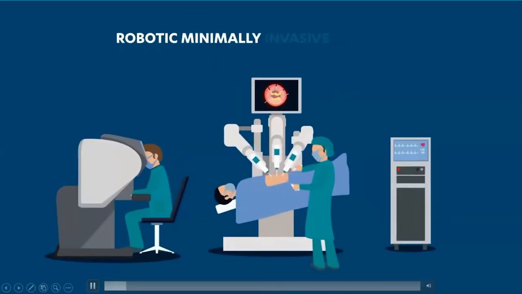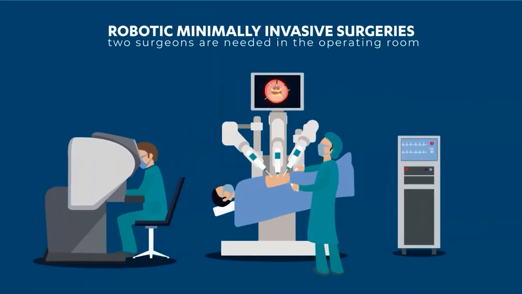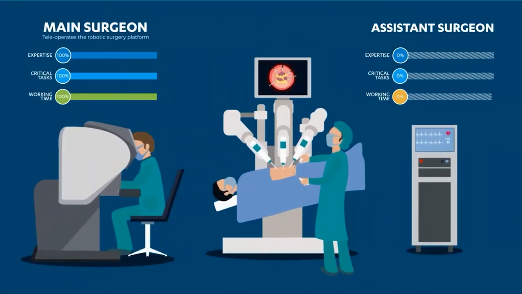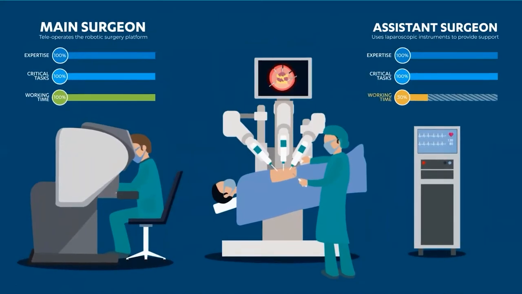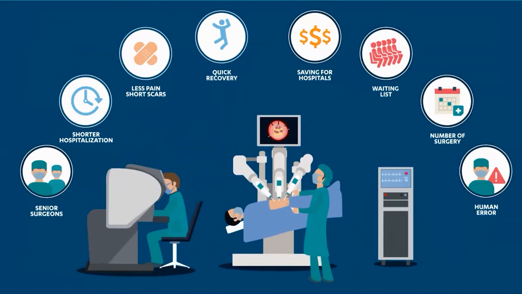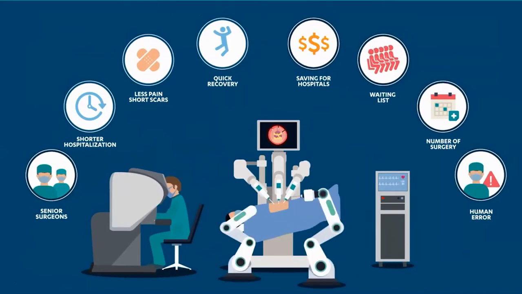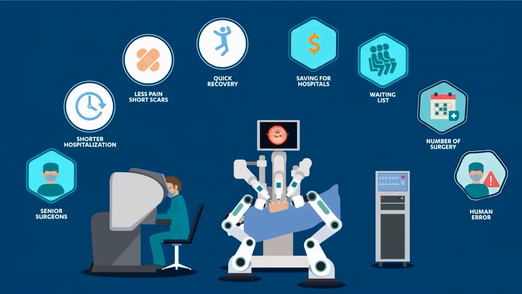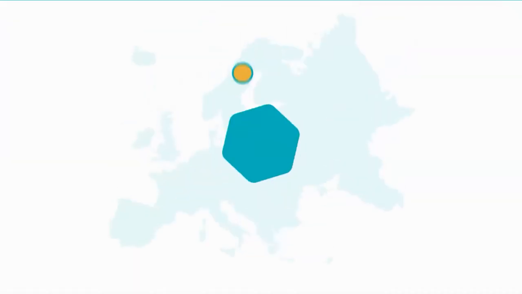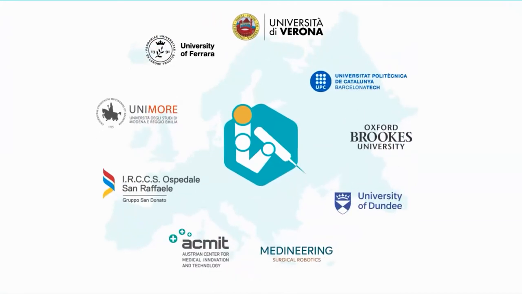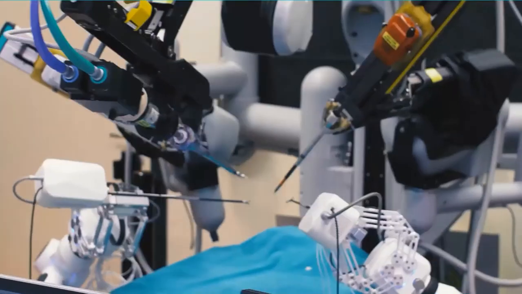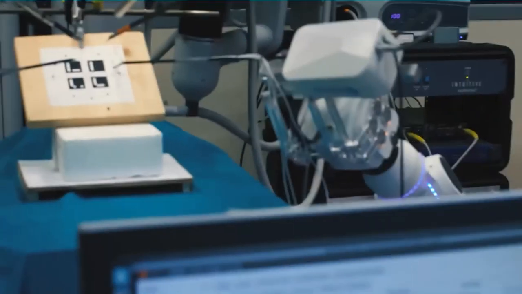Nowadays, during robotic minimally invasive surgeries, two surgeons are needed in the operating room. The main surgeon, who teleoperates the robotic surgery platform, and the assistant surgeon, who uses laparoscopic instruments to provide support during the procedure. The SARAS project will allow the next generation of surgical robots to execute minimally invasive procedures with only the main surgeon, without the need of an assistant. Thus, obtaining a reduction in costs, a reduction in hospital waiting lists, and an improvement in the efficiency of the health system. Through the collaboration of 9 European partners, including universities, hospitals, and small-medium enterprises, SARAS will develop a new robotic system, consisting of a pair of cooperating robotic arms holding off-the-shelf laparoscopic instruments.